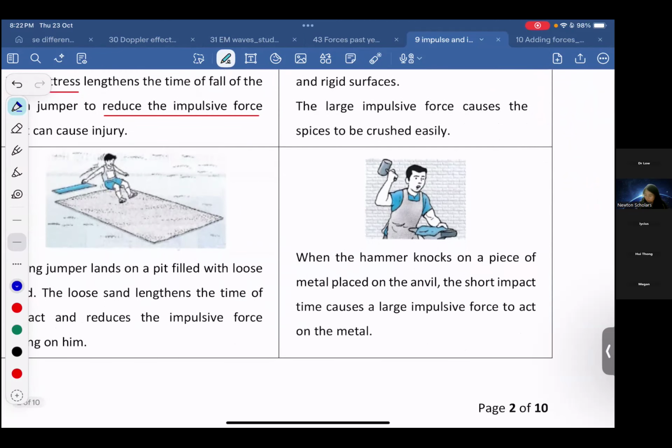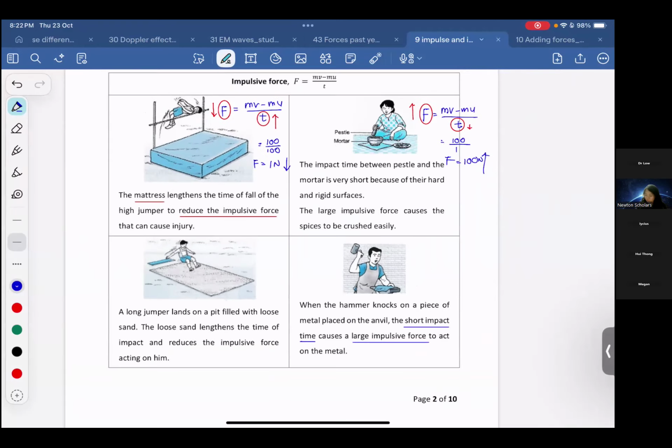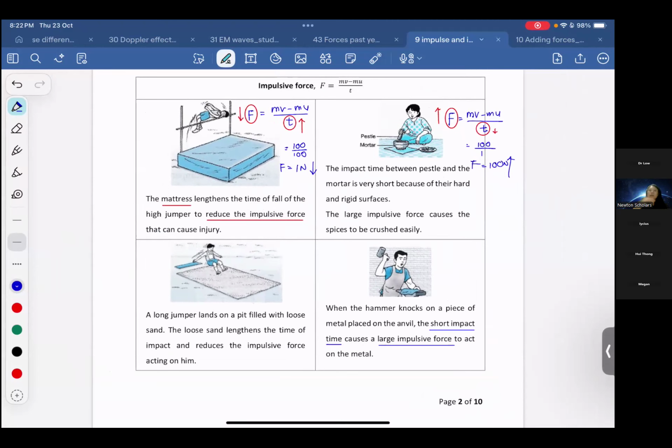Okay, so how about this one? Hammer. The hammer is also the same, right? We knock on a piece of metal. The material is also a hard material, so the time of impact will become short, causing a larger impulsive force. So this is the idea of using physics concepts and applying them in our life. You ask yourself, do you want a big impulsive force or a small one? If you want a small impulsive force, then you have to think how to make the design so that it won't experience a big force.